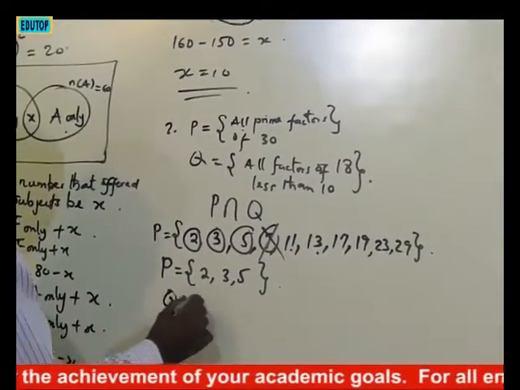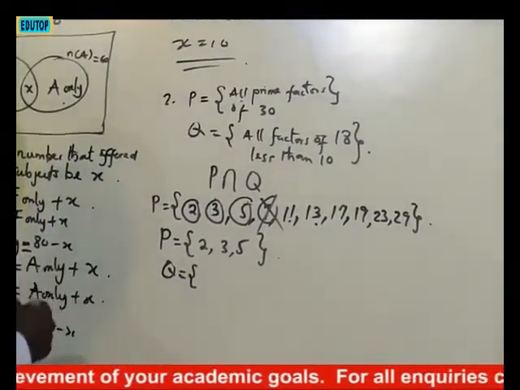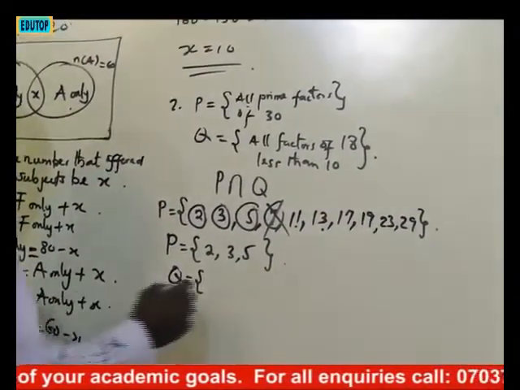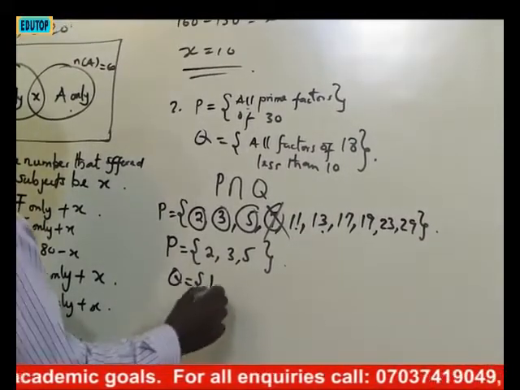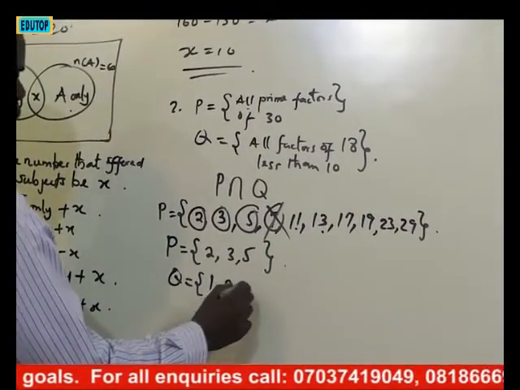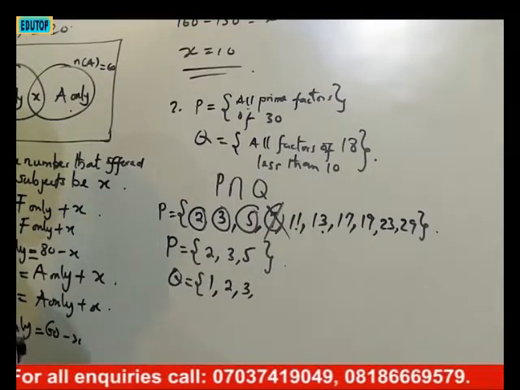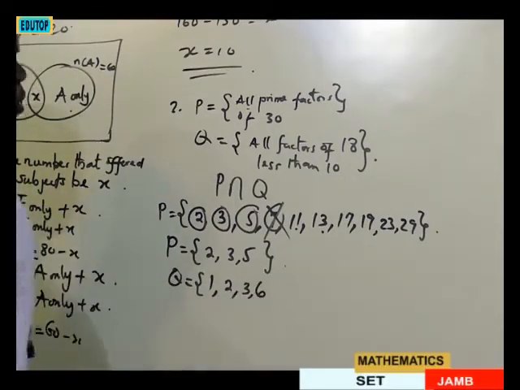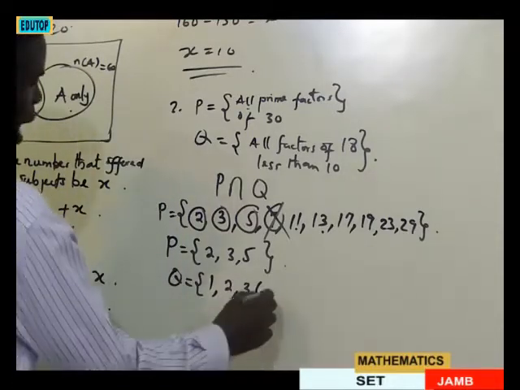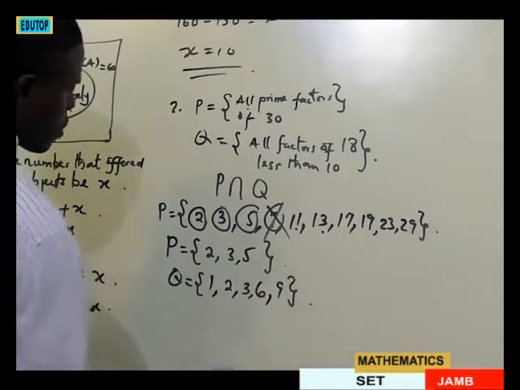Q, all factors of 18 less than 10. 1 is 1, 2, 3, 6, less than 10, 9. That's all.